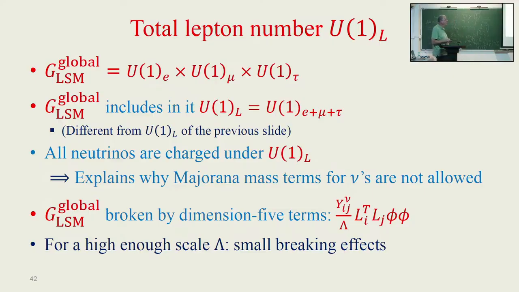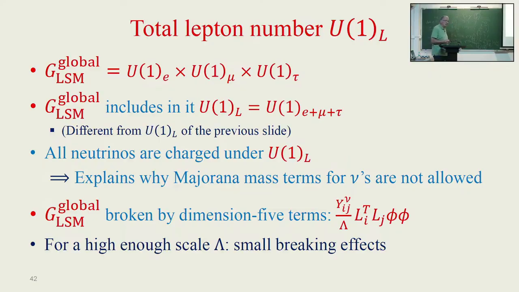And similar for U1 tau. A subgroup of that is what's sometimes called the diagonal subgroup, electron number plus mu number plus tau number, which is the total lepton number. The number of negatively charged leptons and neutrinos minus the number of positively charged anti-leptons and anti-neutrinos. And so total lepton number is conserved in the leptonic standard model as an accidental symmetry.